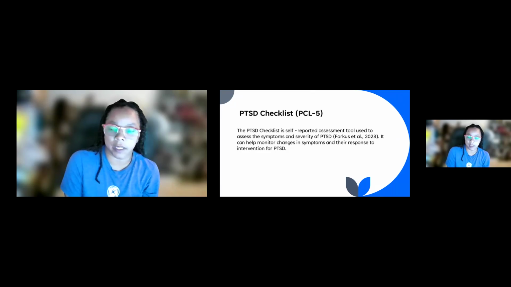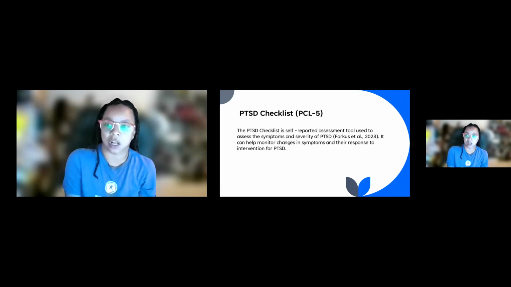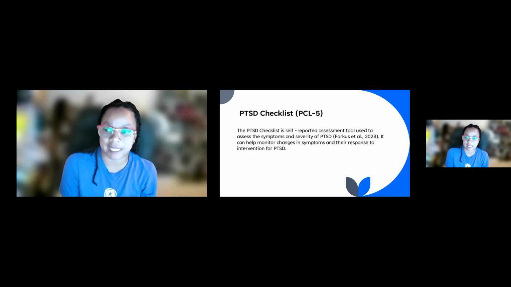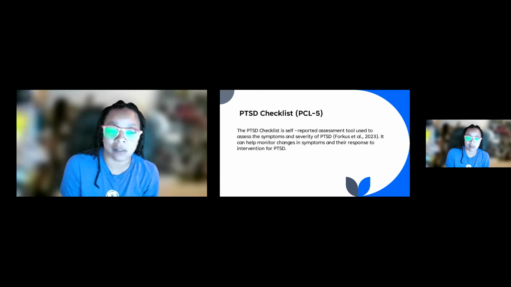Well, the two points that I chose were the diagnostic tools and the short and long-term goals related to the diagnosis of PTSD and alcohol use disorder. One of the screening tools they suggested was the PTSD checklist, the PCL-5. This is a self-reported assessment tool used to assess the symptoms and severity of PTSD. It can help monitor changes in symptoms and their response to interventions. A score of 33 or higher with this tool is often used as a provisional diagnosis.